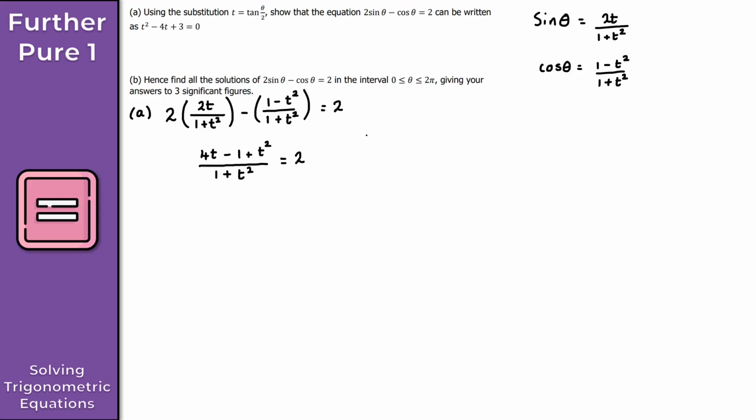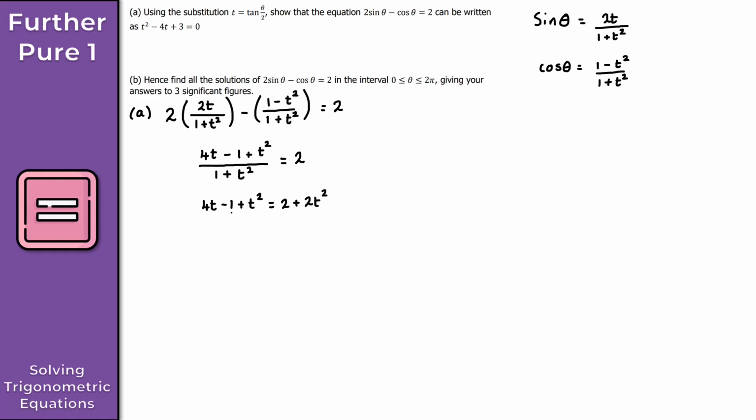The next thing that I'm going to do is multiply through by 1 plus t squared. On the right-hand side, we're going to get 2 lots of 1 plus t squared, so I get 2 plus 2t squared. So I've got 4t minus 1 plus t squared is equal to 2 plus 2t squared, just multiplying through by 1 plus t squared.